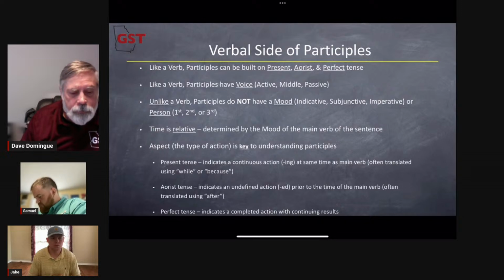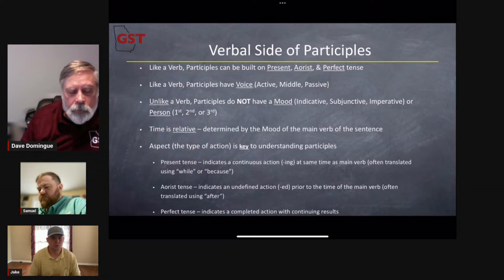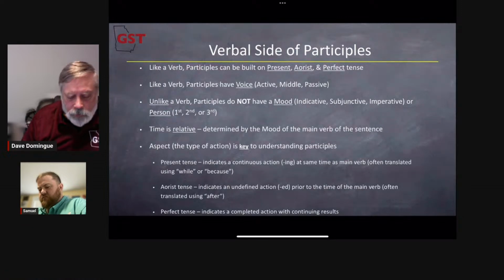Mood is indicative, subjunctive, imperative. We don't have a mood; instead, it's a participle. But we went over 5 tenses. There are 6 of them. We mentioned the 6th one is an optative. And we mentioned a present.